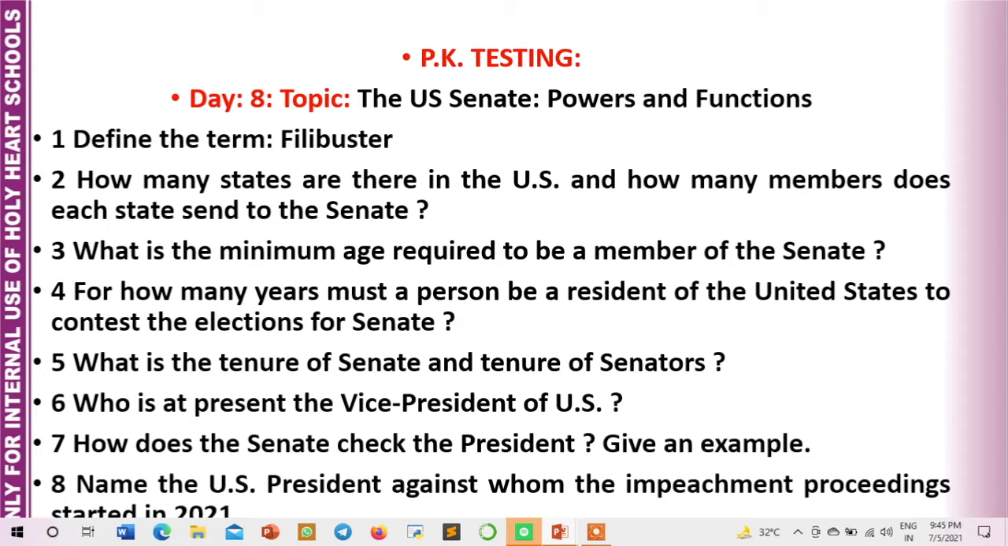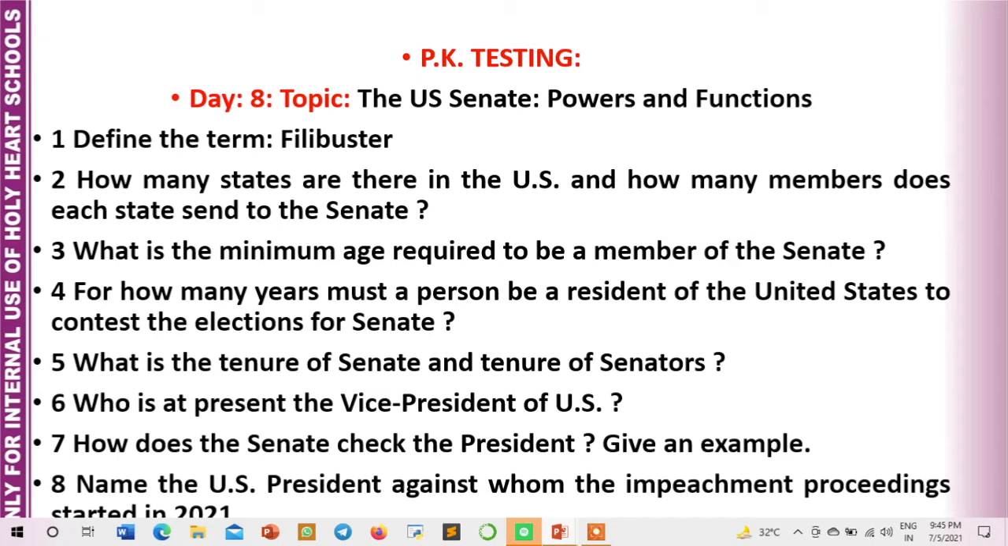Next is, what is the tenure of the Senate and the tenure of senators? Yes, students, you have to be very, very alert while attempting such questions. These are some twisted questions, like tenure of Senate. Here you must say the Senate has no tenure, it's a permanent house. It never dissolves. But senators have a tenure of 6 years. One third of the members retire after every 2 years.